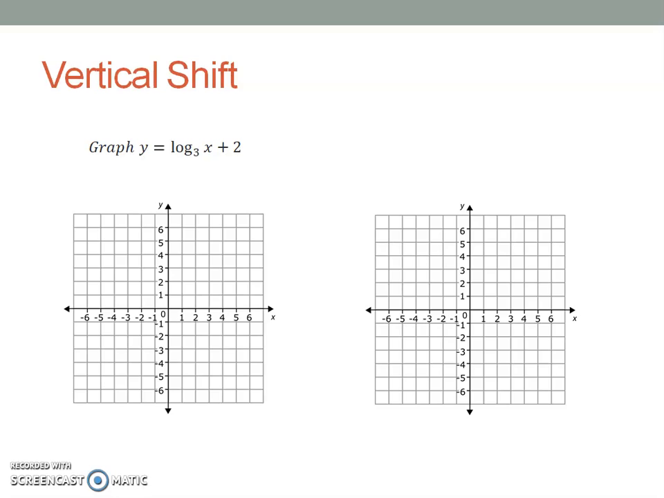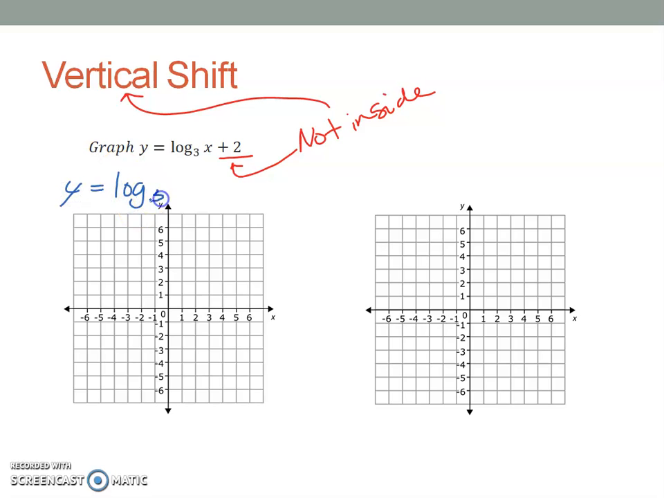Next, with my vertical shift, I've got log base 3 of x plus 2. How do I know that this is a vertical shift? This is not inside parentheses. So that'd be on the outside there. That's how I know that it's on the outside, which is what causes that to be a vertical shift. So I'm going to start graphing my parent function here. Y equals log base 3 of x would be my parent function.